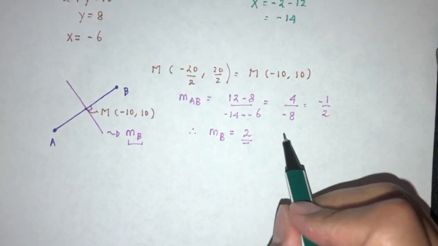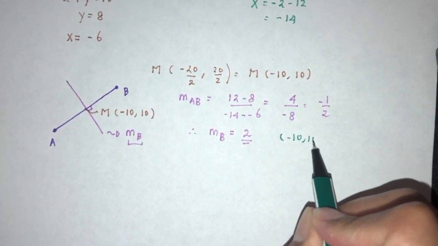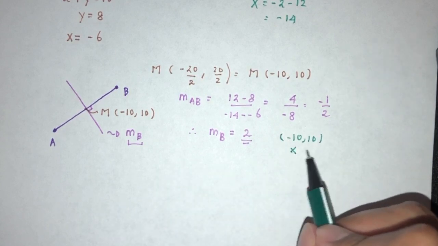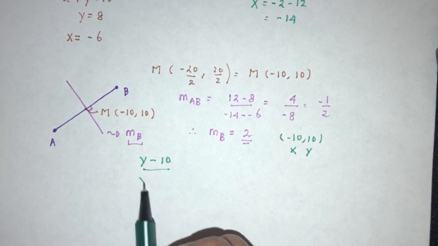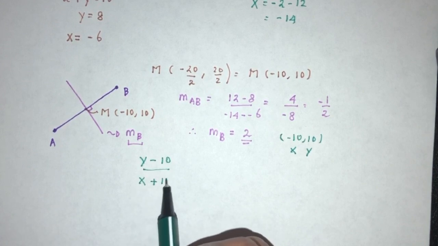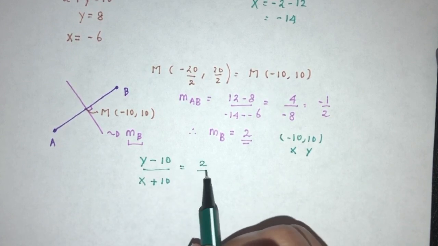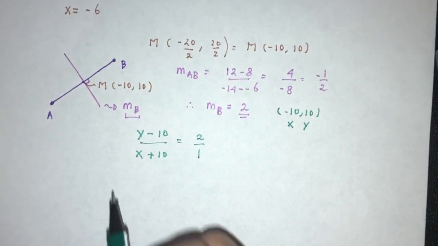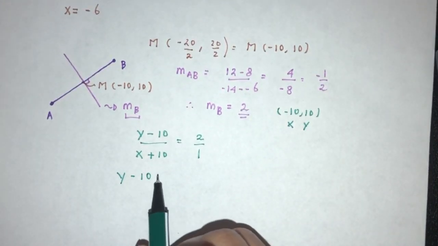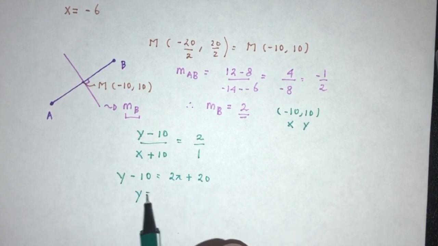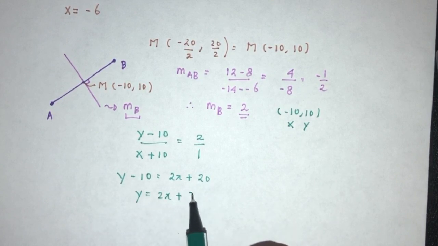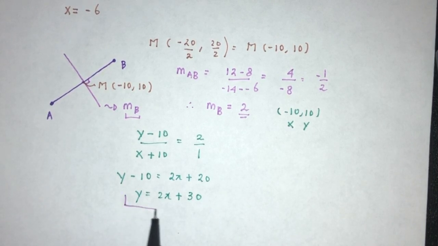So now we have this, we have the passing point minus 10, 10. We can find the equation. That will be y minus 10 over x plus 10 equal to its gradient. Now we cross multiply, you will have y minus 10 have to be 2x plus 20. Y will be 2x plus 30. So that is my equation of the perpendicular bisector.